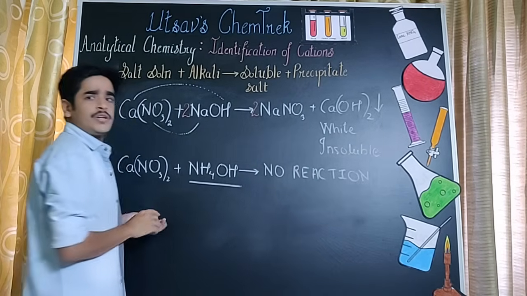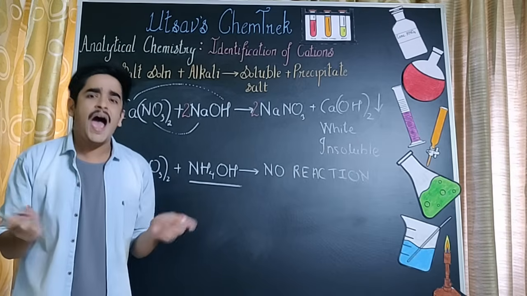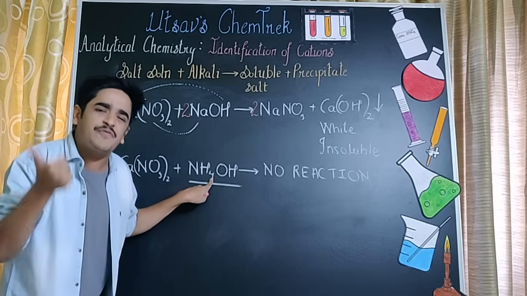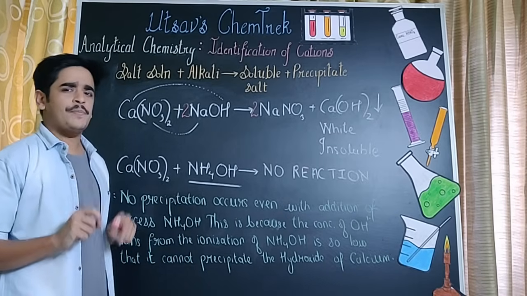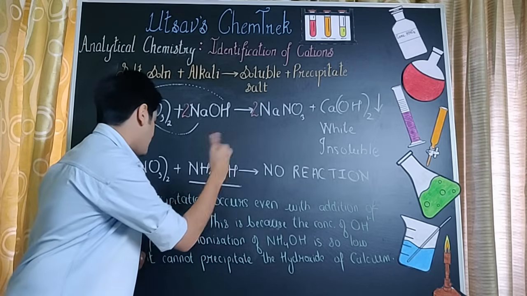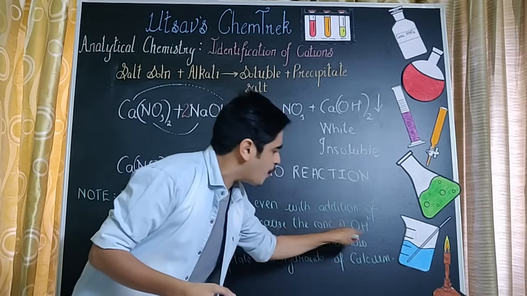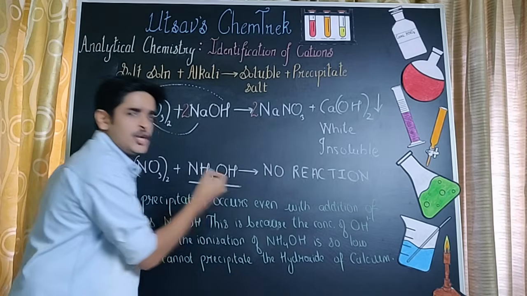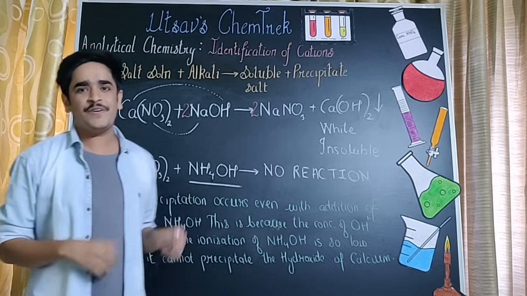Ammonium hydroxide that we use over here is supposed to be a weak base. A weak base dissociates partially, and the number of hydroxyl ions which are produced by ammonium hydroxide are not sufficient to precipitate calcium as calcium hydroxide. अब यही बात मैं आपके लिए एक बार दोहराता हूँ. I am trying to tell you all that no precipitation occurs even with the addition of excess NH4OH, and that is because of the fact that the concentration of OH minus ions, that is the hydroxide ions from the ionization of NH4OH, is so low that it cannot precipitate the hydroxide of calcium.